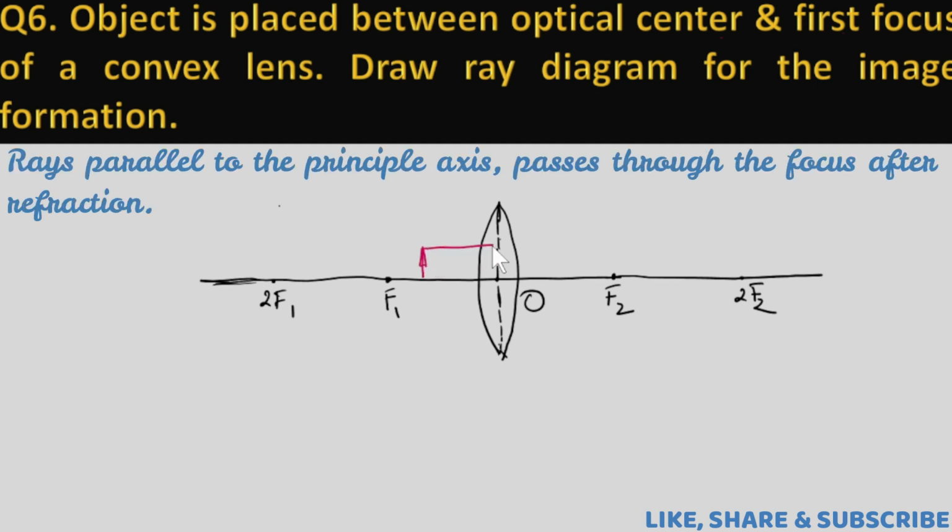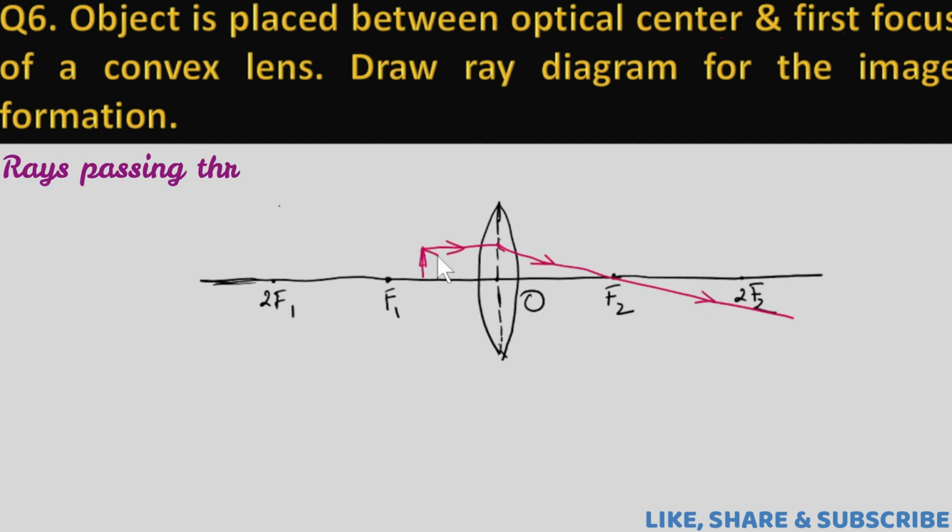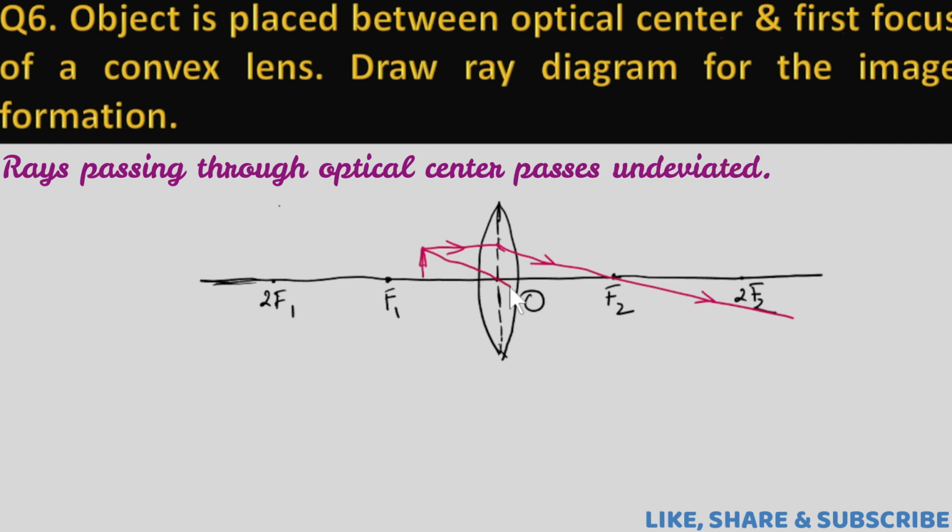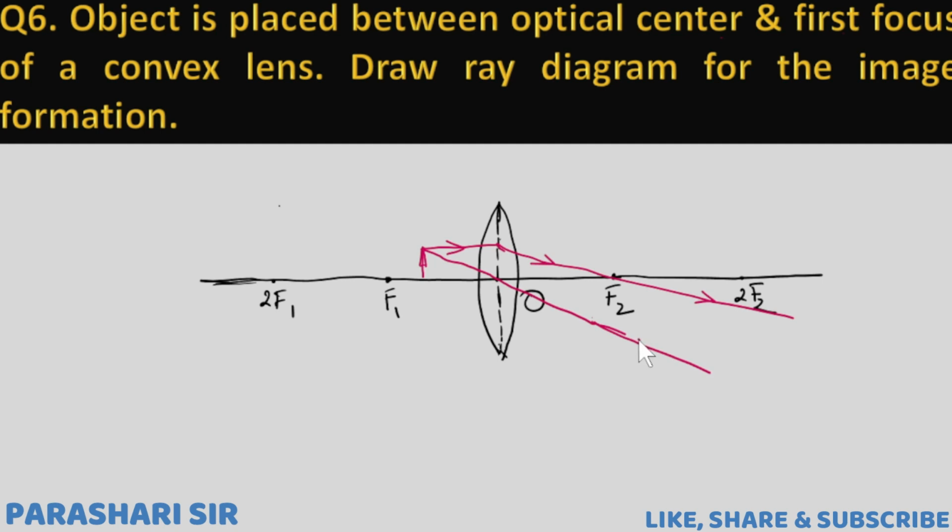Ray parallel to the principal axis has to pass through the focus. Another ray that passes through the optical center must pass undeviated. What we observe is that the refracted rays are not meeting. Now what do you do? You extend the first refracted ray and also extend the second refracted ray.